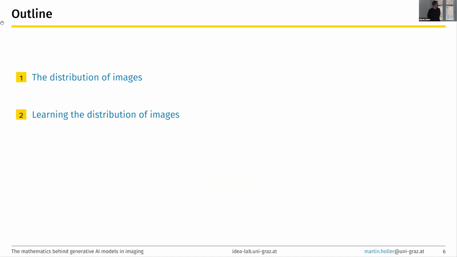Then I will talk about how to learn the distribution of images, how this can be done on the computer. Then I will go from prior to posterior. So how can we go from unconditional image generation to conditional image generation? And at the end, I will come back to this application to MR imaging and try to show you some real-world examples.